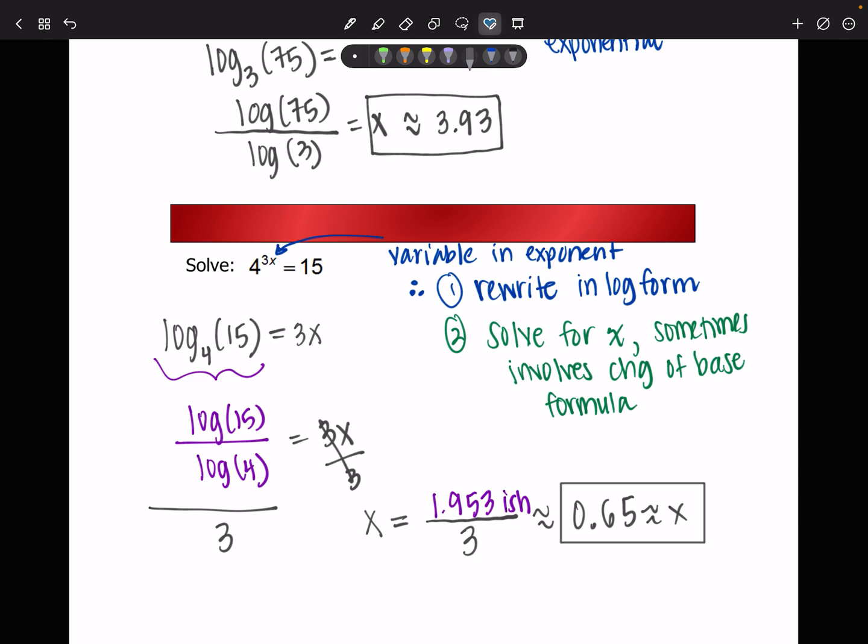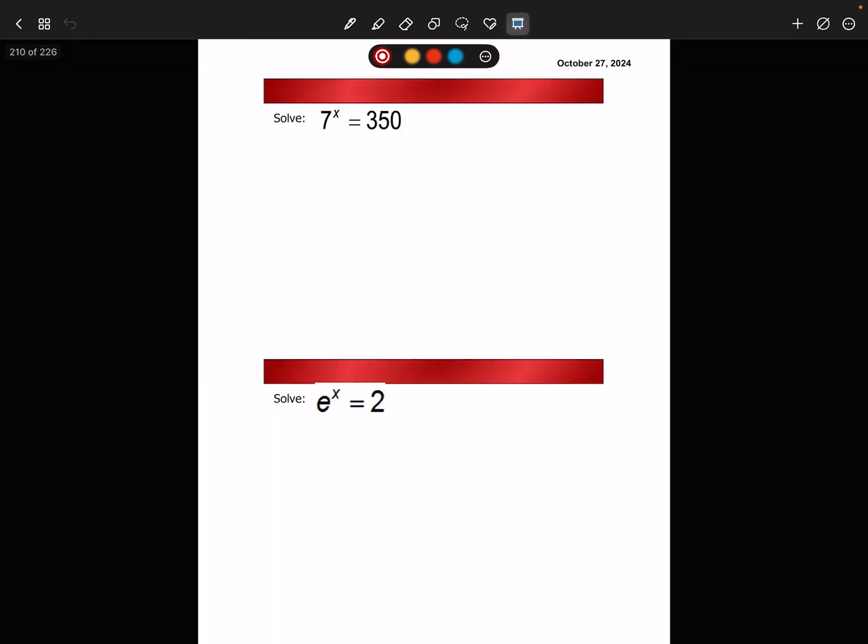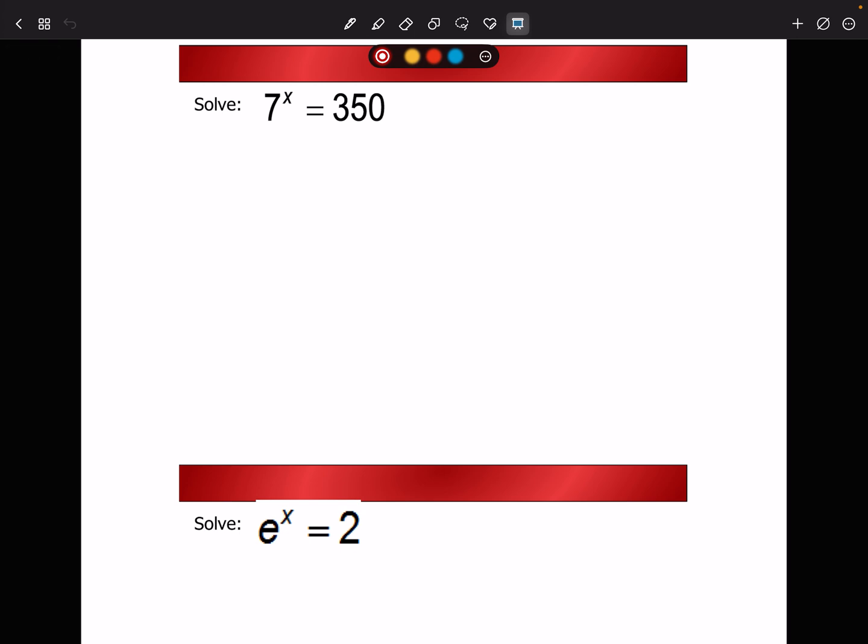So we're not going to round until the very, very end. Notice how I took that entire value and I divided it by 3, and I didn't round until the very, very end. Okay, here's another problem where we have x in the exponent. So I think we're at the point where if you'd like to try this, you should know enough to try this. Go ahead and give it a shot, press pause, and then come back and check your work.